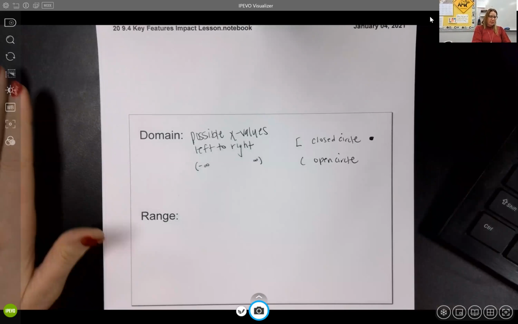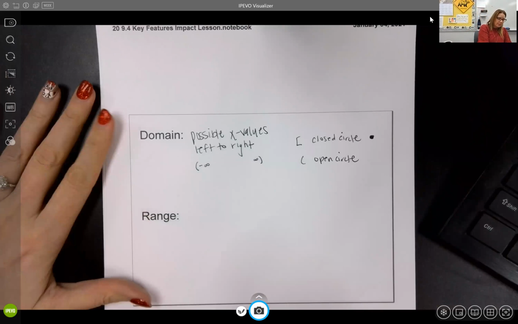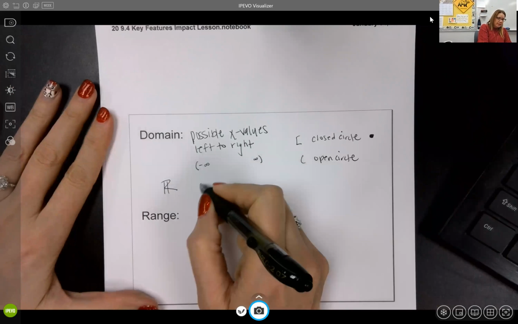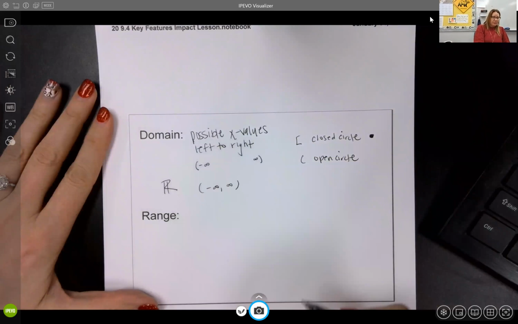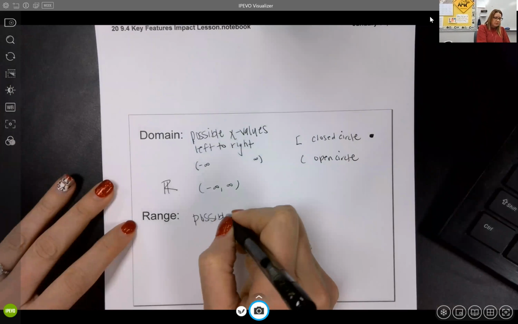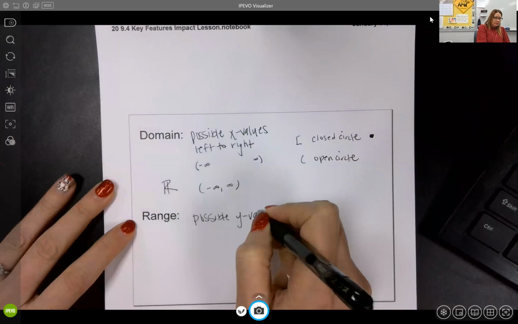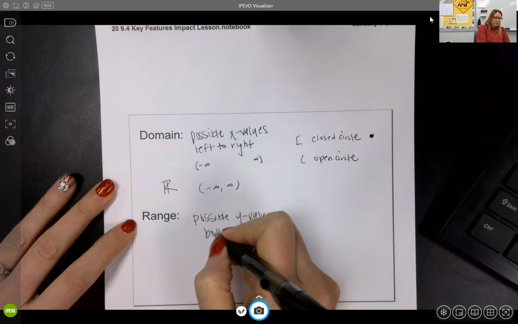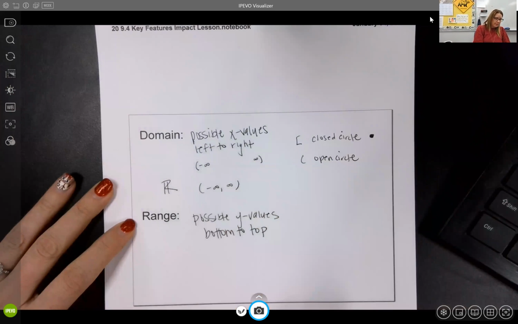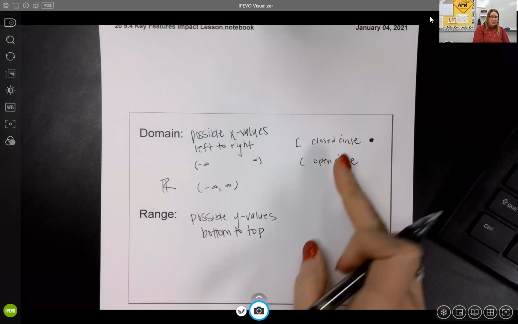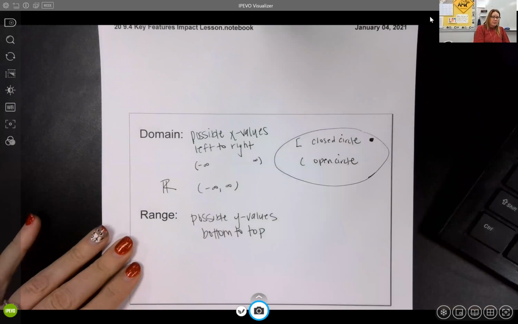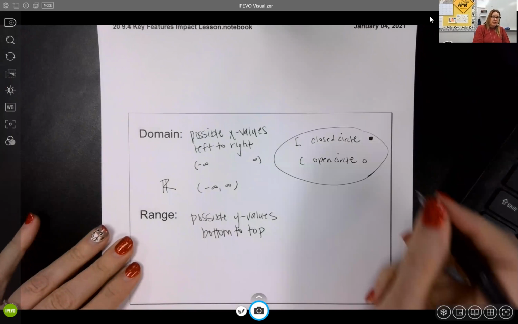For this section, our domain and range is going to be all real numbers. Looks like this, all real numbers, or negative infinity to positive infinity. Okay. The range is going to be the possible y values. And that goes from the bottom to the top. Okay, same rules apply for the range as the domain. Okay, a closed circle is a bracket and an open circle is parentheses.